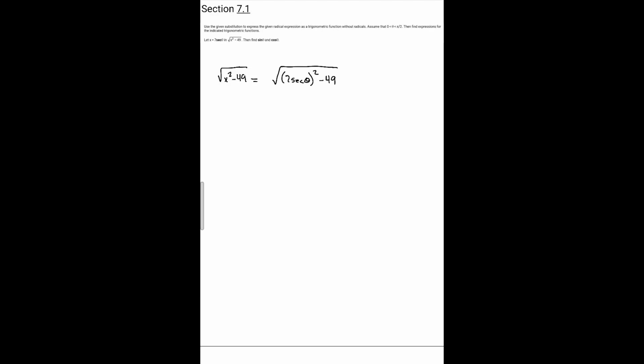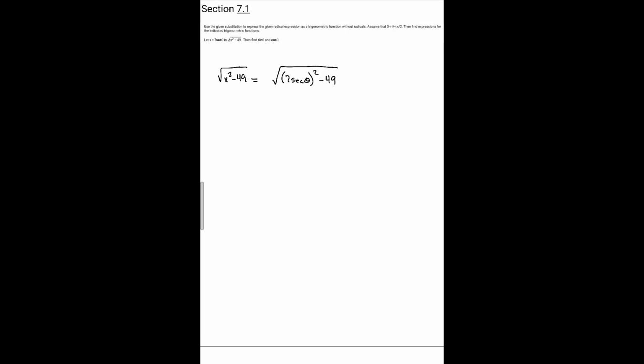Hi, so we have a problem from section 7.1 that talks about trigonometric substitution. The directions say, use the given substitution to express the given radical expression as a trigonometric function without radicals. Assume that your angle is between 0 to pi over 2, or 0 to 90 degrees. Then find the expressions for the indicated trigonometric functions.